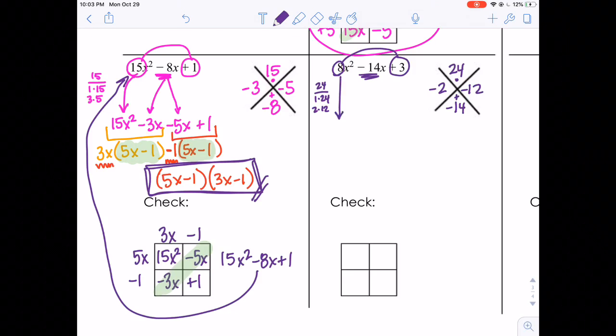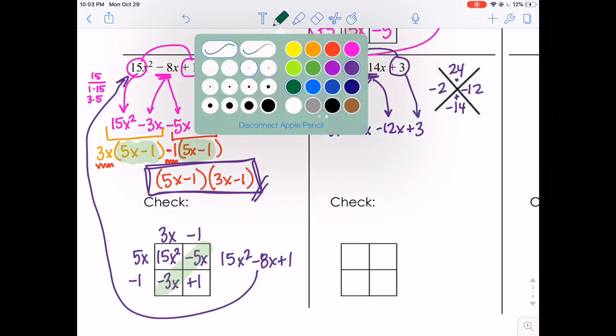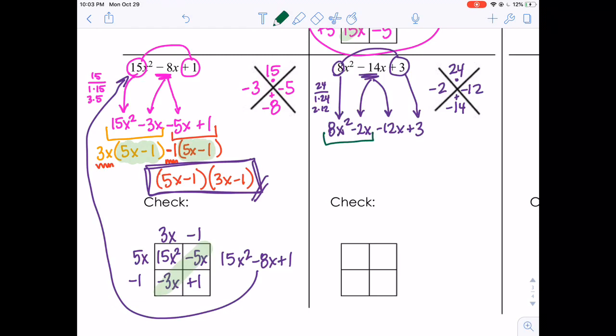So I'm going to bring down this first one, 8x squared. 14 is splitting into two pieces. It's splitting into negative 2x, negative 12x. And the plus 3 is coming down on its own. So I'm going to factor out the first part. I know that a 2 comes out of there and an x. I'm left with 4x minus 1 on the inside there.